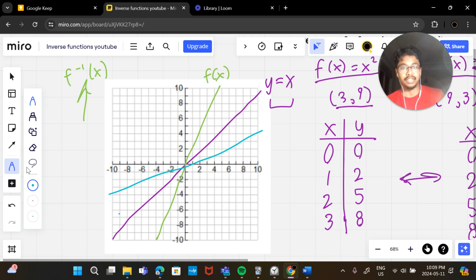Although I didn't graph this accurately, essentially, as I was representing here with the table of values, the coordinates for f of x are the same as the points for the inverse of f of x, but the coordinates are just flipped around.